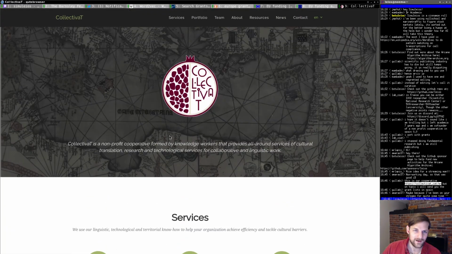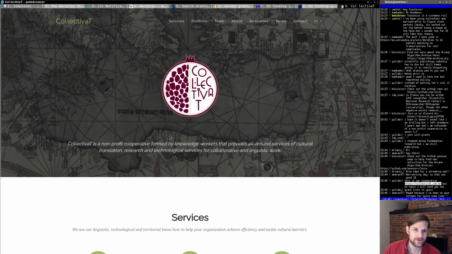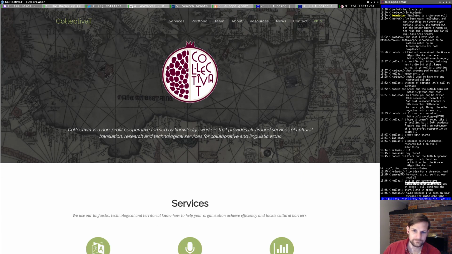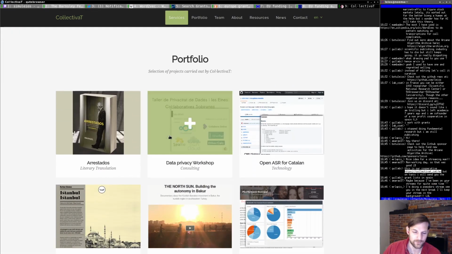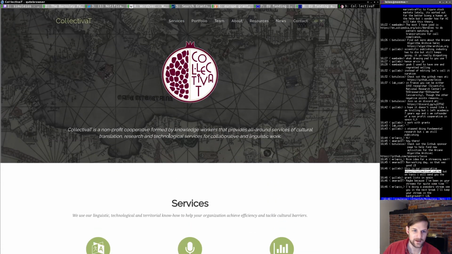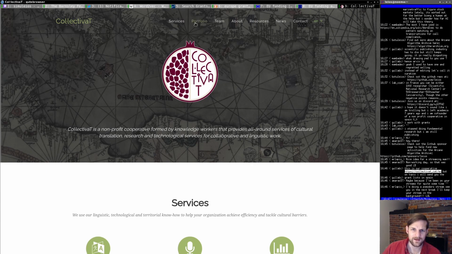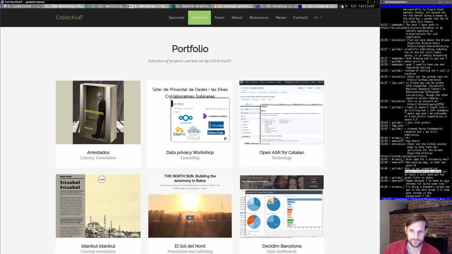Okay. What do we have here? So Collectiva T. This is nice. This is actually really cool. It looks like it is a nonprofit cooperative formed by knowledge workers that provides all-around services of cultural translation, research, and technology services for collaborative and linguistic work. Yeah, this is cool. Thanks for linking this. Actually, it's really cool.